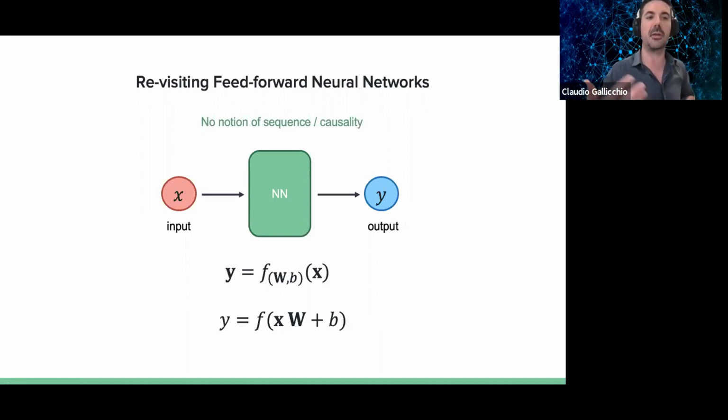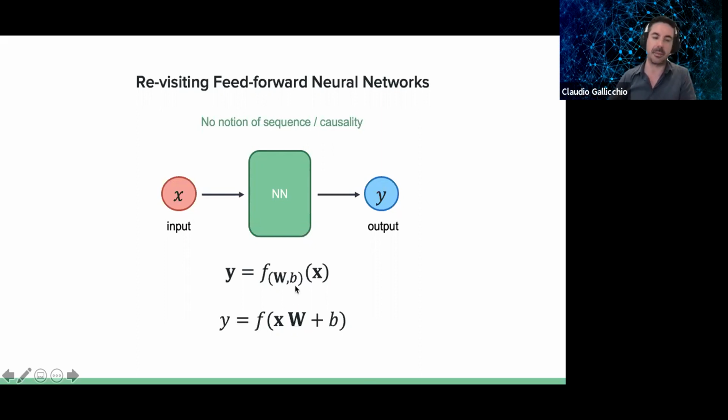So there is no notion of sequence or causality in the elaboration of the information. Okay, and so in practice, from a mathematical perspective, we can see this like a filtering, a purification of the information that is very easily implemented as a function of the input. So we have the input X, we modify this information by a function f that is parameterized by a weight vector or a weight matrix w and a bias vector b.